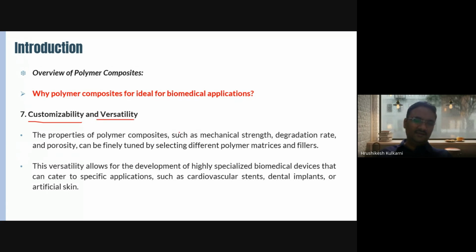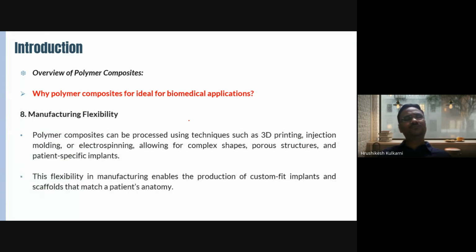Customizability and versatility. This is the nature of polymer composites, that they can be customized for different mechanical properties, degradation rate, porosity, nature of the patient, injury of the patient. We can change the property, so these are called customizability and versatility.